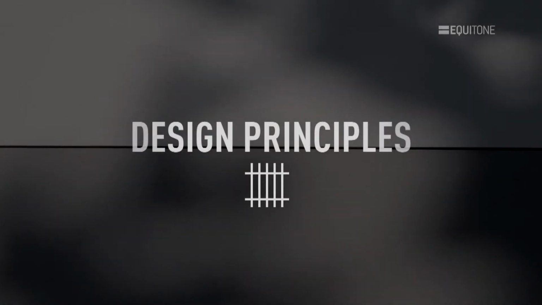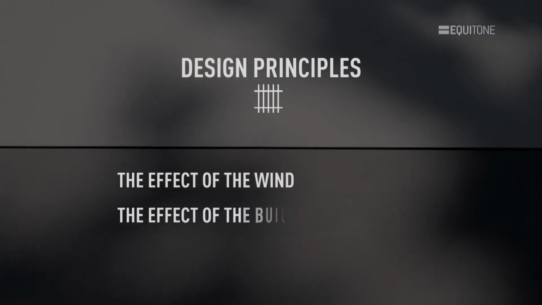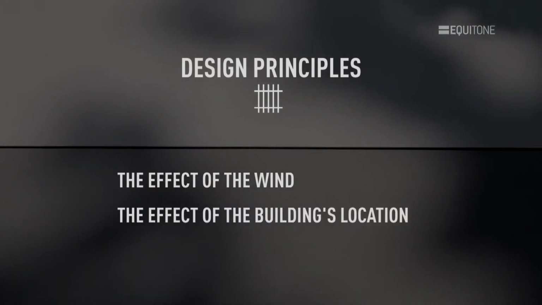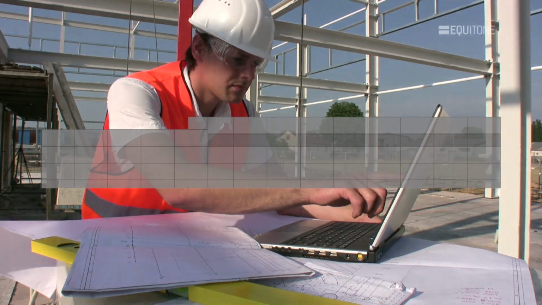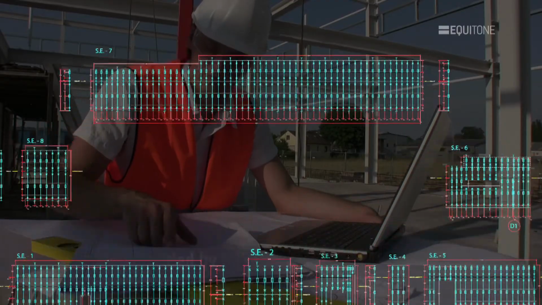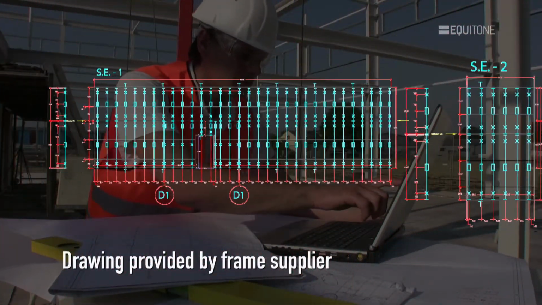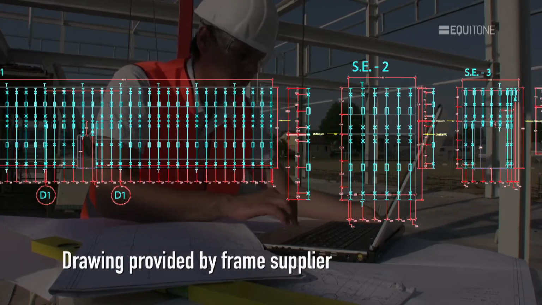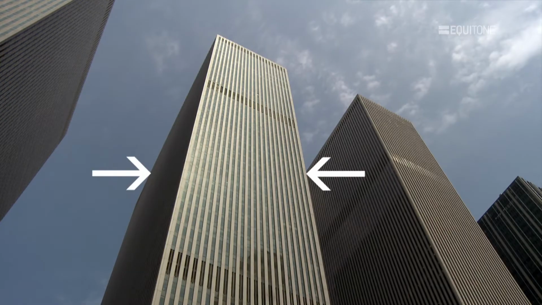Design principles. The designer or engineer needs to consider a number of factors, such as the effect of the wind and the building's location. Referring to the architect's drawings, the engineer will calculate and design the framing based on the panel layout. This design will show the position of the profiles, brackets, fixings, and any special details. The effect of the wind. The main issue is the wind and what effect this will have on the cladding.